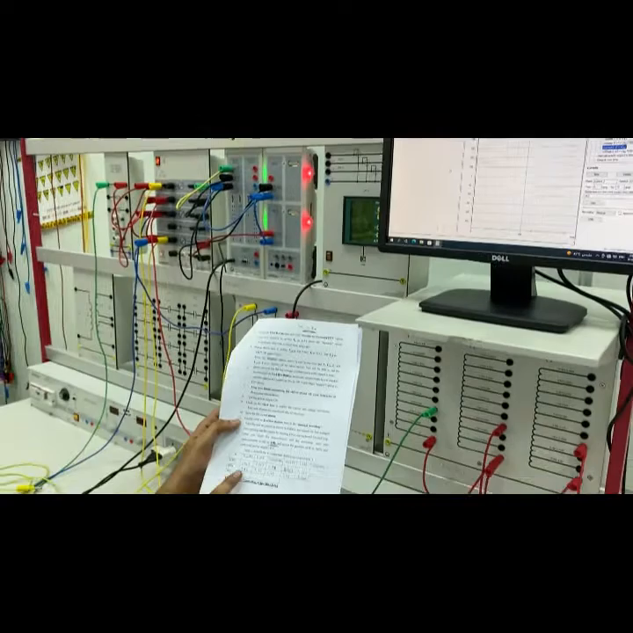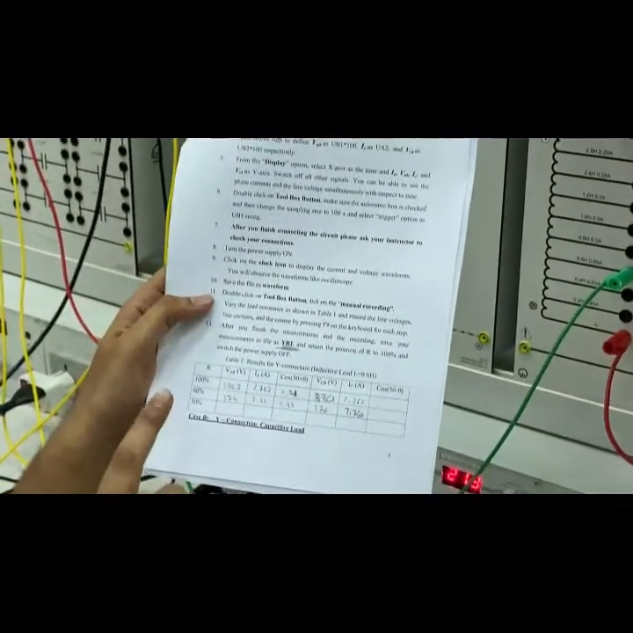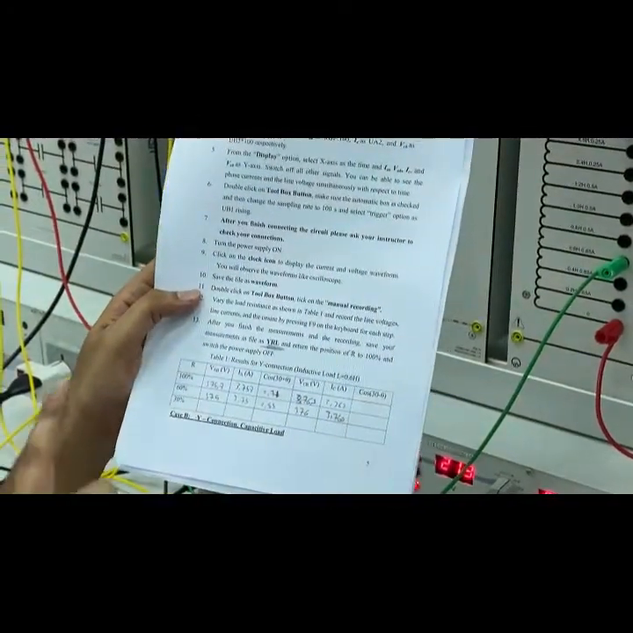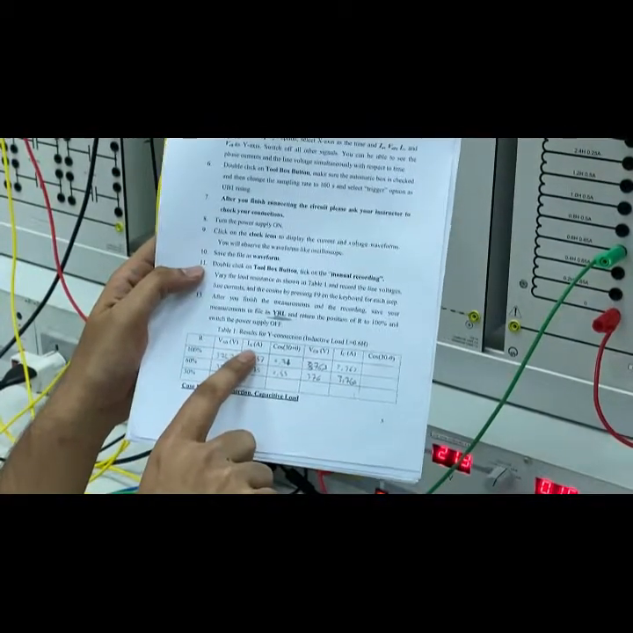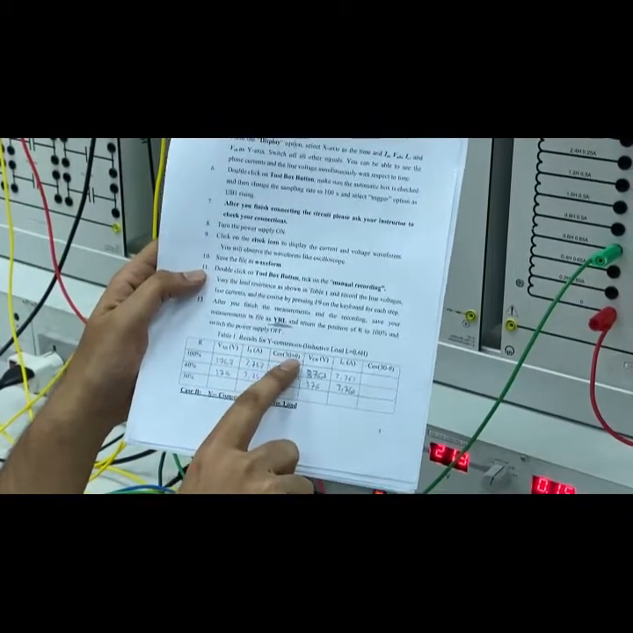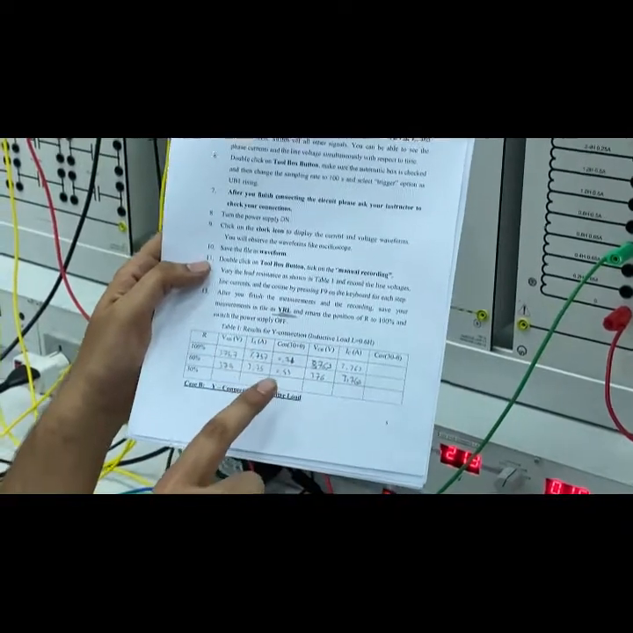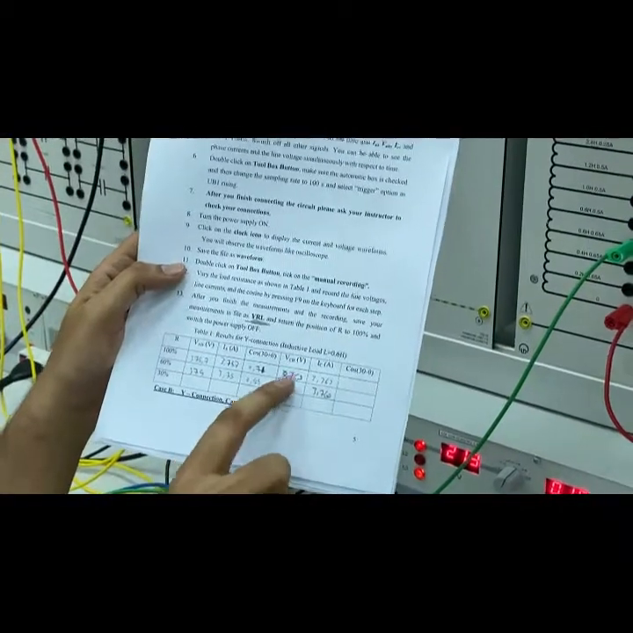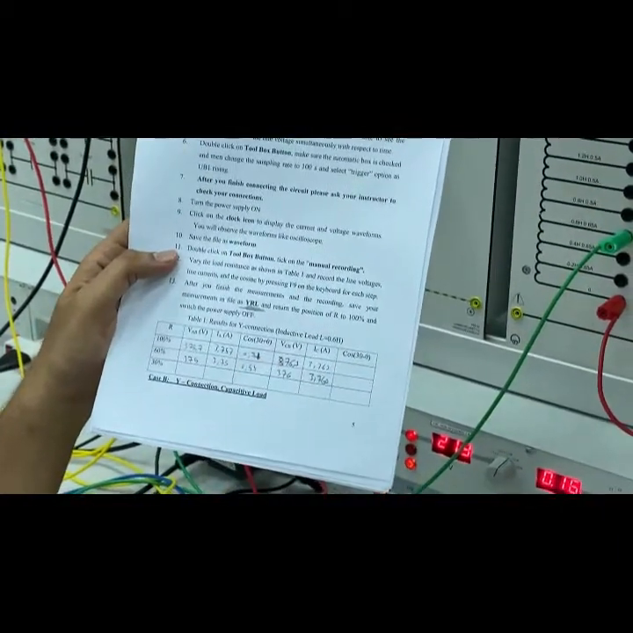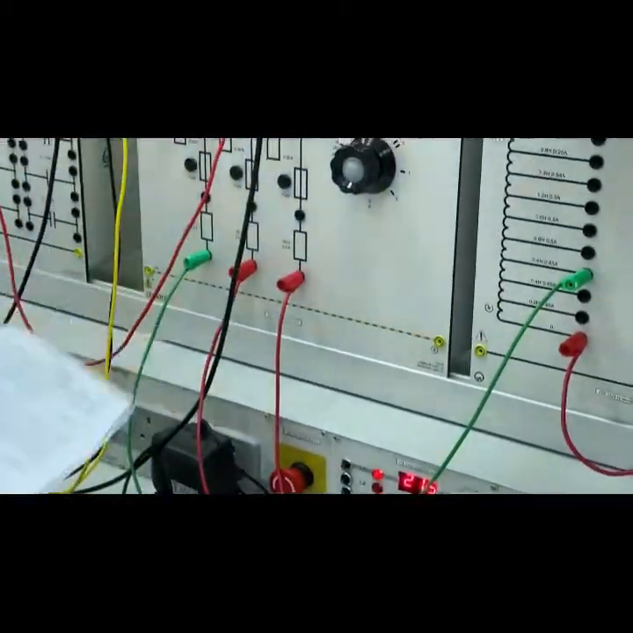In this table, we will take the data to fill up all these values, because this VAB is V1, IA is I1, and this cos(30 plus theta) is cos theta 1. So multiplying these three numbers will give us P1. Similarly, multiplying these three numbers will give us P2. So now we will get these values from the manual recording.